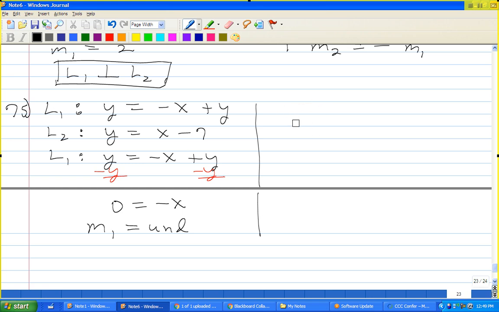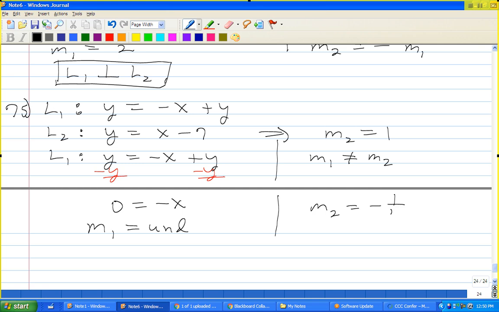Okay, let's look at the second line. For the second line here, y is already equal to mx plus b. So the second slope is 1. Okay, and so these slopes are not the same, nor are they negative reciprocals of each other, nor is their product negative 1. So they're neither parallel nor perpendicular.